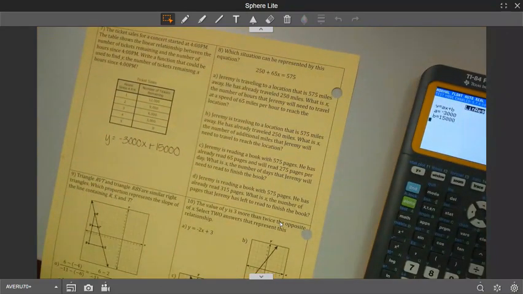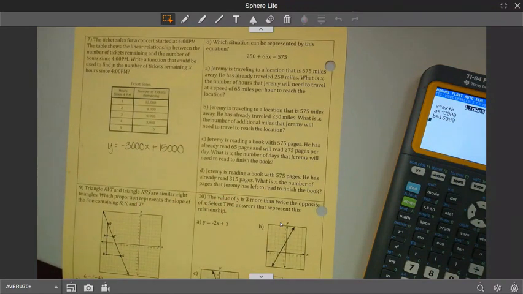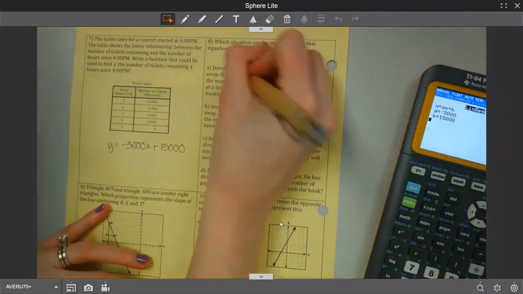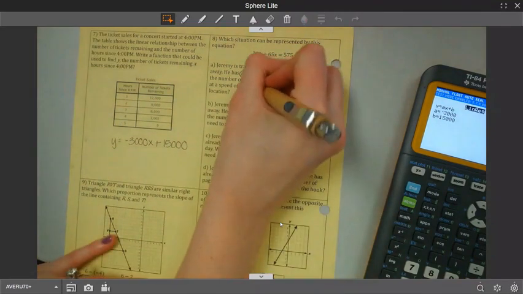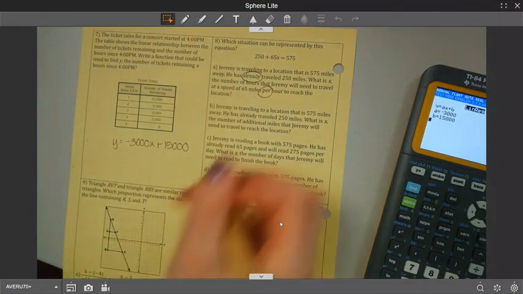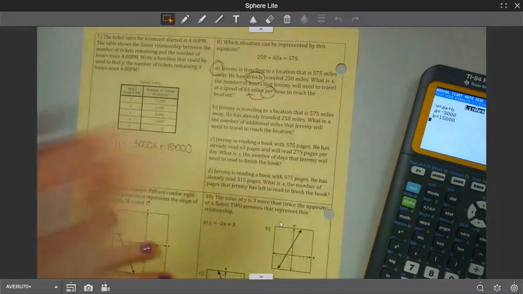Which situation can be represented by this equation? 250 plus 65x is equal to 575. Jeremy is traveling to a location that is 575 miles away. He has already traveled 250 miles. Okay, already is a word that we use to say the y-intercept or something that's added. What is x, the number of hours that he will need to travel at a speed of 65 miles per hour to reach the location? Per tells you our slope, so that's 65x. So A is our answer.